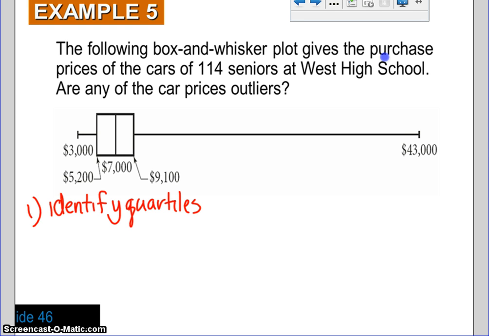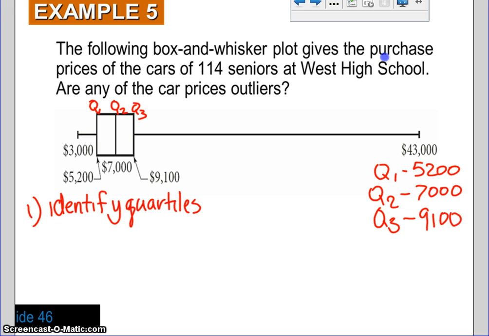Now I know that the median is that middle part of the box. So quartile 2, and I'll write it over here, we've got quartile 1, 2, and 3 are all we're going to need for this. And I know that quartile 2 is 7,000. Quartile 1 is the front part of that box, and it's identified at 5,200. Quartile 3 is the upper part of the box, so it's at 9,100.